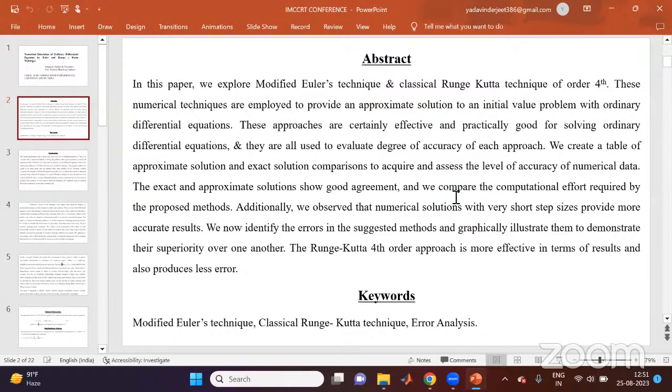We create a table of approximate solution and exact solution comparisons to assess the level of accuracy of the numerical data. The exact and approximate solutions show good agreement, and we compare the computational effort required by the proposed methods. Additionally, we observe that a numerical solution with a very short step size provides more accurate results. The Runge-Kutta fourth order is more effective in terms of results and also produces less error. The keywords are modified Euler technique, classical Runge-Kutta technique, and error analysis.